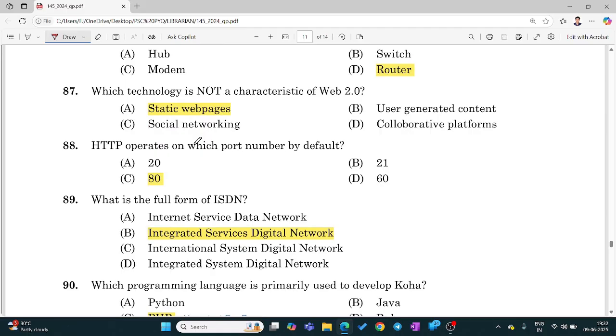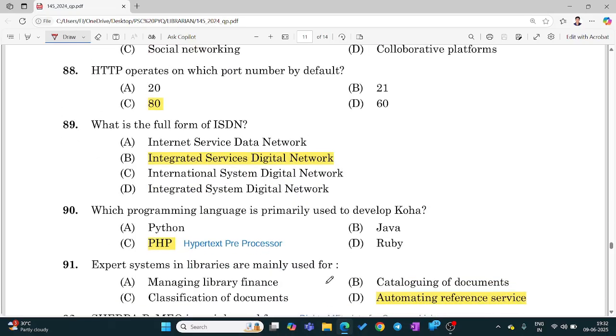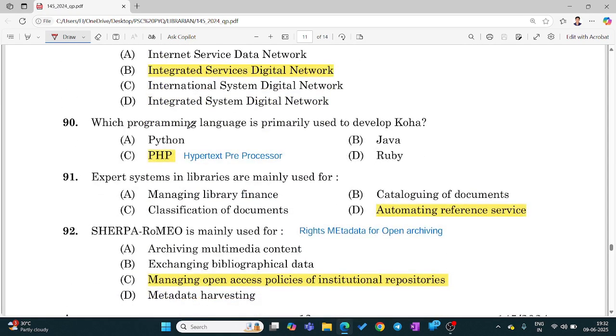HTTP operates on which port number by default? 80 is the answer. What is the full form of ISDN? Integrated Services Digital Network. Which programming language is primarily used to develop Koha? PHP, Hypertext Preprocessor. Expert systems in libraries are mainly used for automating reference service.